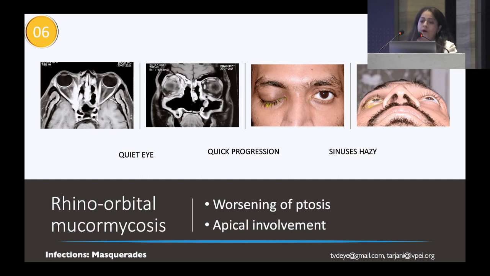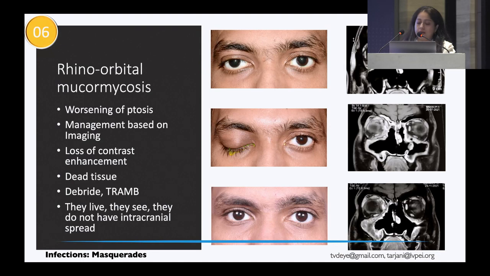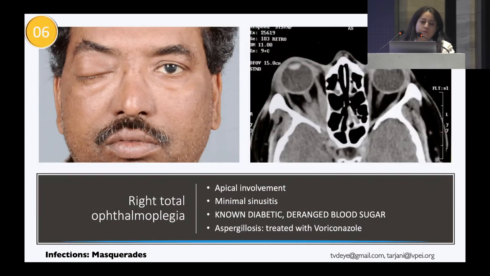It can be a quiet eye, but shows very quick progression, and sinuses are usually hazy. We did not exenterate him. We removed just the necrotic areas seen in the MRI, and this is his follow-up. He regained vision from counting fingers back to 20/20, not exenterated, living today, following up for over 2.5 years. So that's the kind of targeted treatment that sometimes you need for mucor.